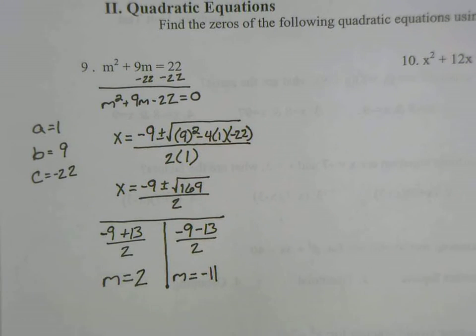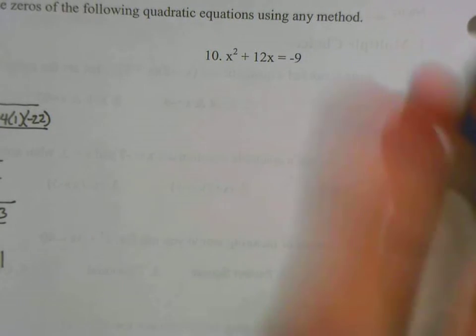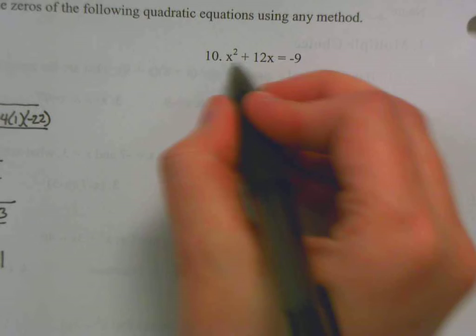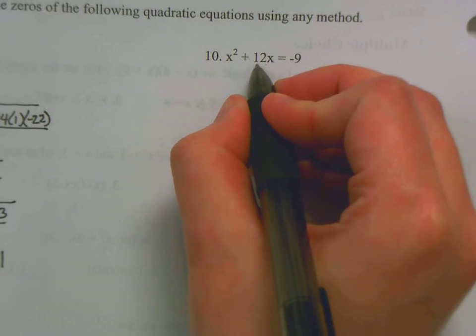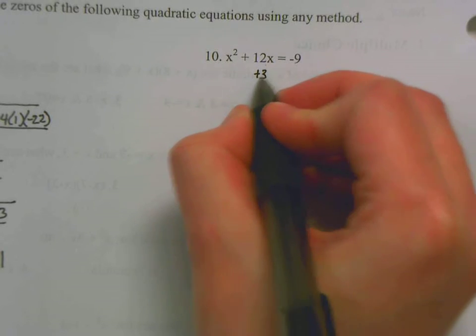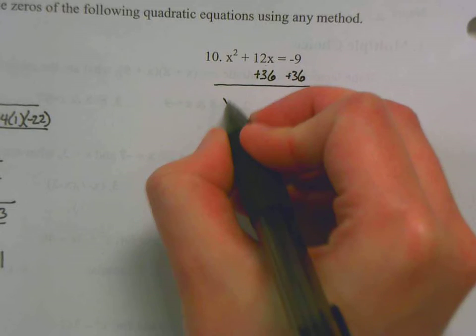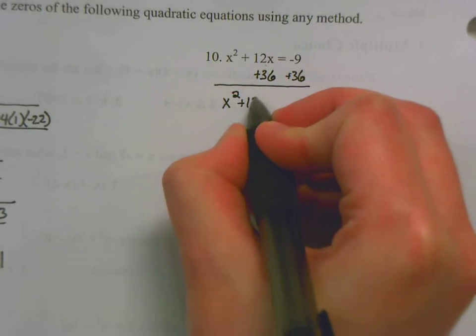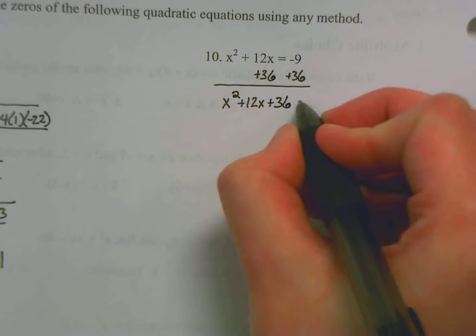Now number 10 is not factorable, but it's set up perfectly for completing the square because you have the 2 letters on the left, whole number on the right. So you would have taken your middle term, cut it in half, and then squared it. So I get 36, and you add that to both sides. And remember, you do that because now you have a trinomial right here that is factorable.